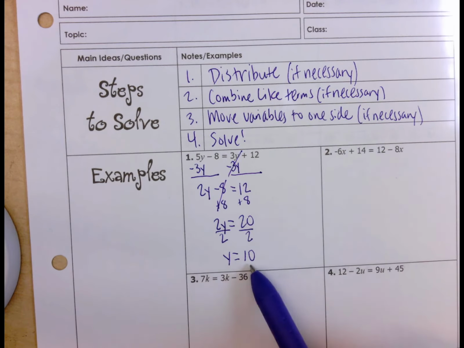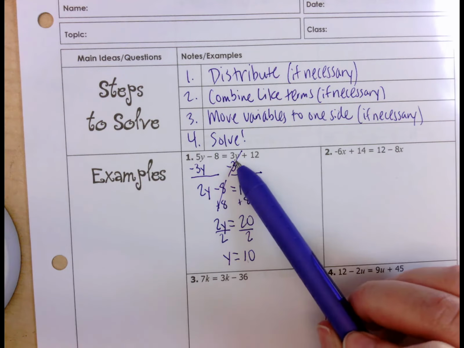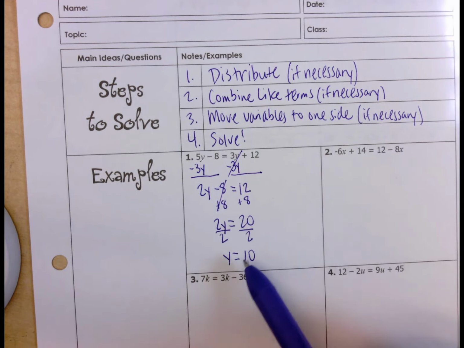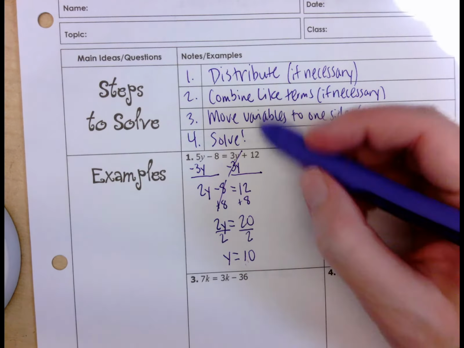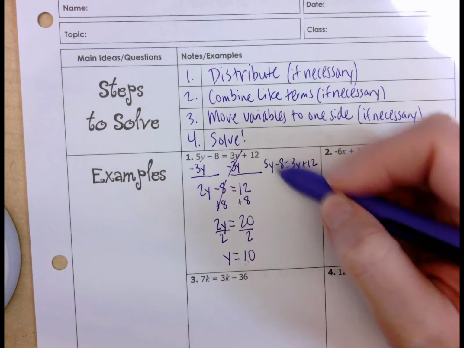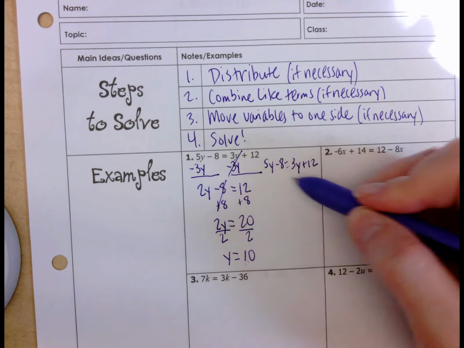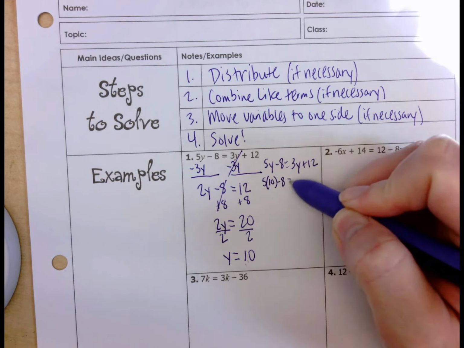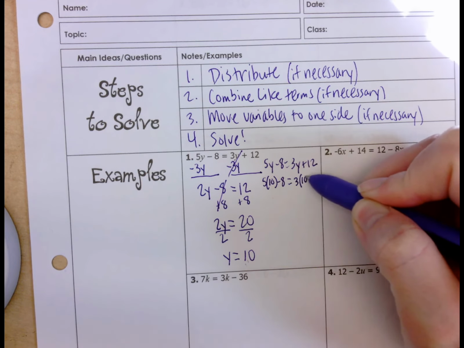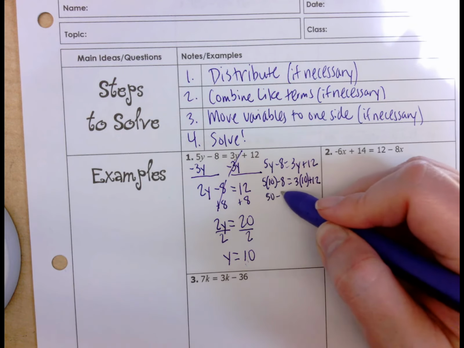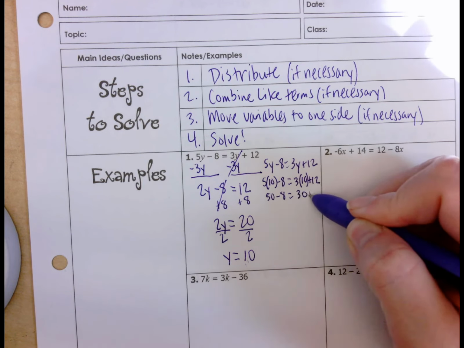And so what this means is that the only solution, the only number that I can plug in the place of y and make both sides of this true, is 10. And so we can check to make sure that that works. So I'm going to take the original equation, 5y minus 8 is equal to 3y plus 12. And instead of y, I'm going to plug in 10 and make sure that both sides really are equal. So 5 times 10 minus 8 should be equal to 3 times 10 plus 12. Well, 5 times 10 is 50 minus 8. 3 times 10 is 30 plus 12.